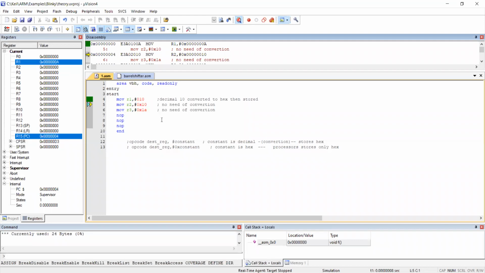Now, one more question. Listen, what is the difference between #010 and #0x10? Don't say one is decimal and one is hexadecimal. R1 is A. What is the value of R2? Please do reply. Yes, correct, that is okay. But what is its value?